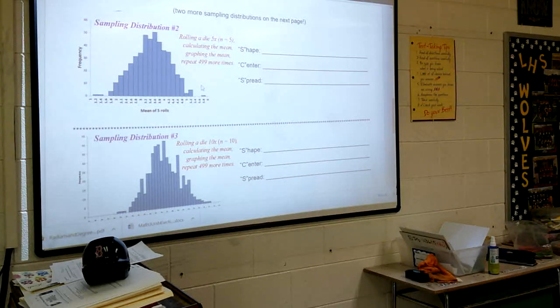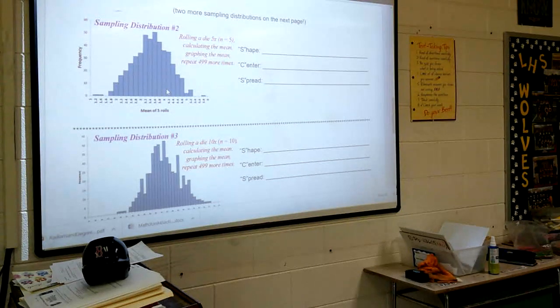If you look at sampling distribution number 2, what about when I roll a die 5 times? So calculate the mean, and then it says repeat this 499 more times. So it's like doing it 500 times in sampling distribution number 2. What you notice is the shape is still approximately symmetric. What you should notice is that a lot of the values have started to get closer. Okay, they're like being compressed together. They're closer to the mean. The mean is 3.5, so they're getting closer and closer and closer to that mean of 3.5.